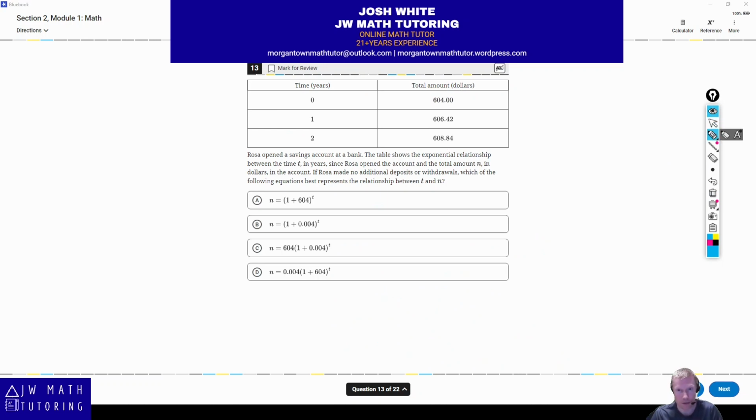All right, next problem, number 13. You are given some values here, basically years and dollars, and it tells you it's an exponential relationship, and it wants to know which equation below represents the relationship between t and n. So there's multiple ways you could do this. You could subtract the difference between the first two values, and you could see what you get for that number.